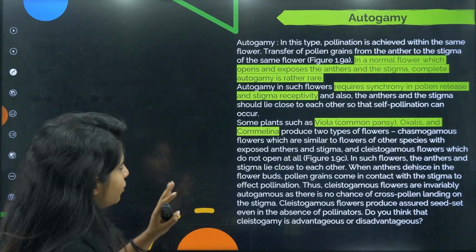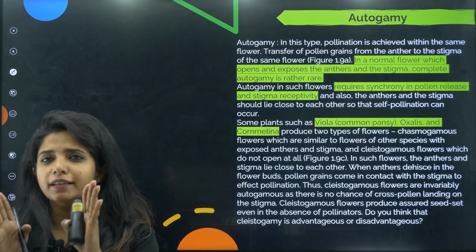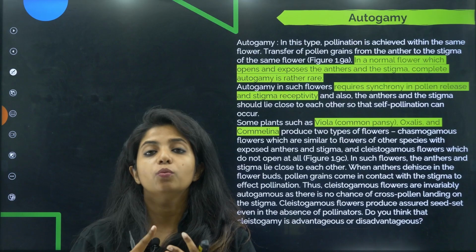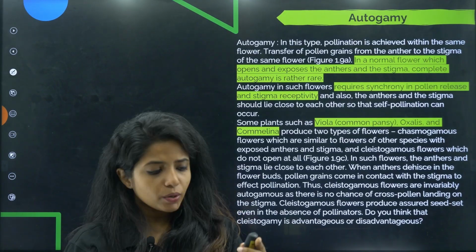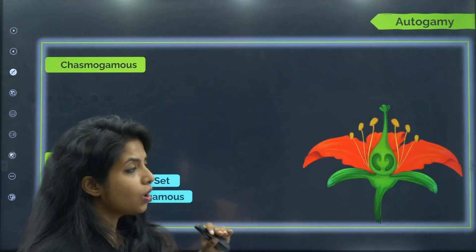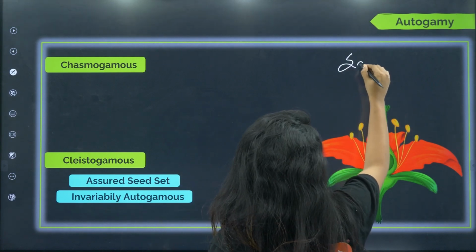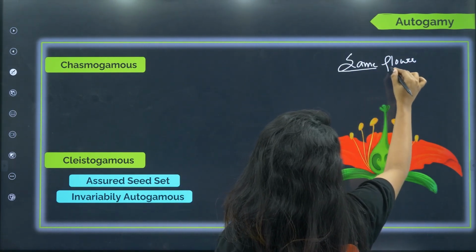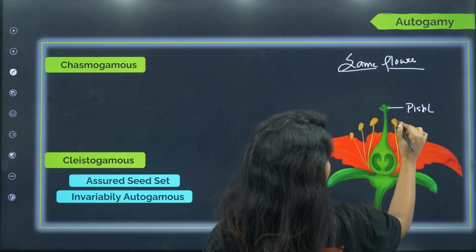Okay, so let us read this over here. Autogamy. So, basically we have three types of pollination, children. One is autogamy, one is geitonogamy, and the third one is xenogamy. I want to show you these things first and then I will talk about each of them. Autogamy means you are talking about the same flower. That means the same flower will have both the pistil and the stamen.